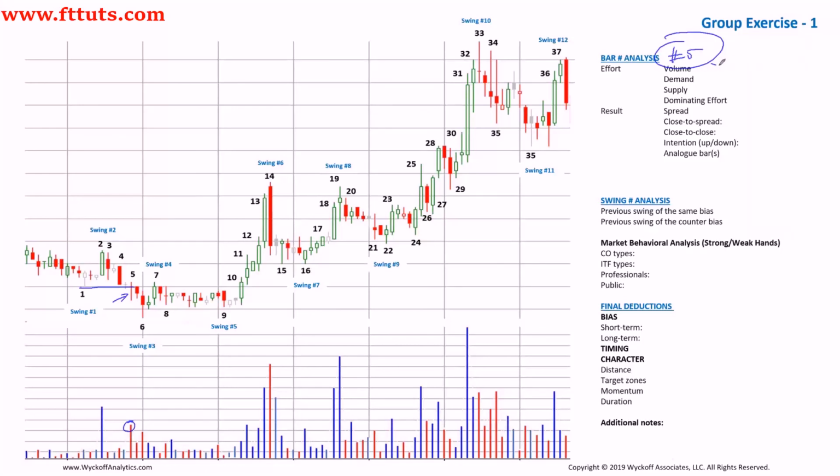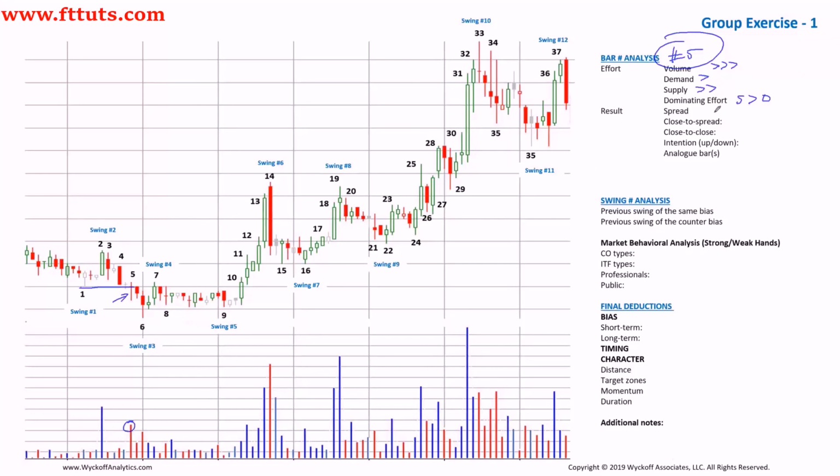Let's go through bar number 5. The volume definitely has increased. Do we see an increase in supply just because the first move was to the downside? Yes, so supply has increased. Do we see an increase in demand? I would say yes, demand also increased. Yeah, absolutely. What is dominating as an effort? Probably supply is still dominating demand at this point of time. Some demand came in. We see this from the tail, right?